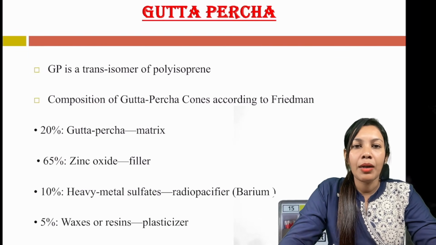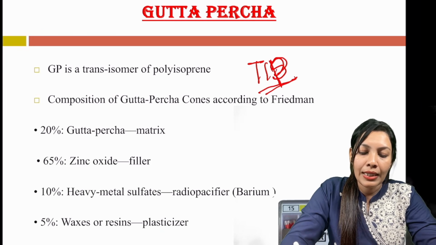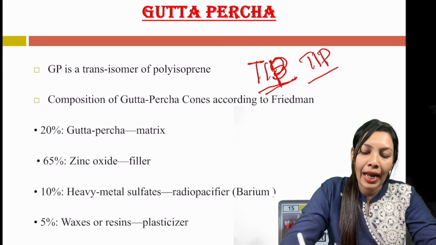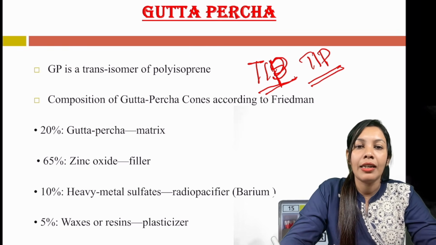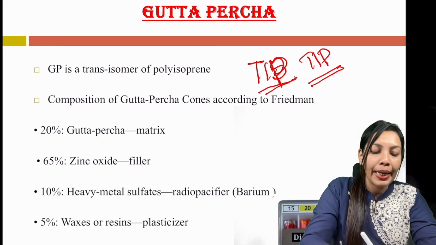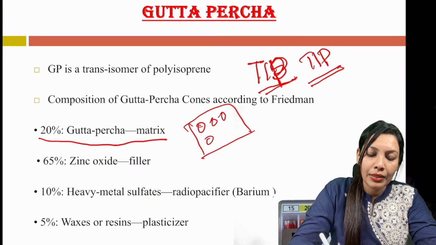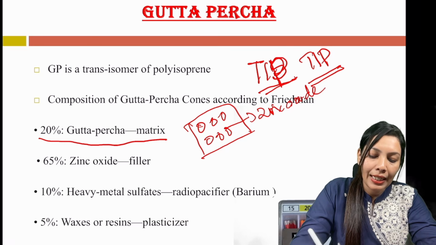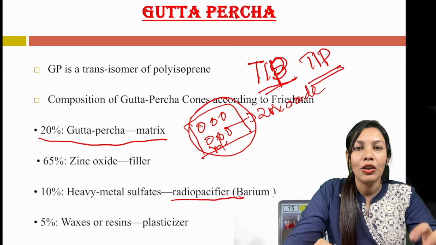Gutta percha is a trans isomer of polyisoprene. So this is very important. It is a trans isomer of polyisoprene, which you can memorize as the code TIP. It commonly has a composition of about 20 percent gutta percha, which is the matrix, onto which there is about 65 percent zinc oxide, that is the filler particles, and it contains a radio opacifier, about 10 percent, and wax, which acts as a plasticizer. So this is the composition.